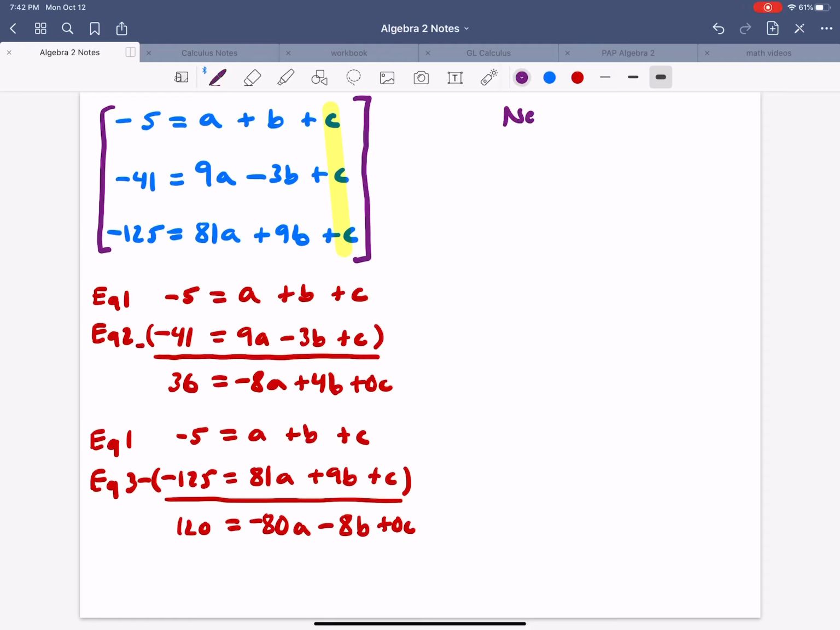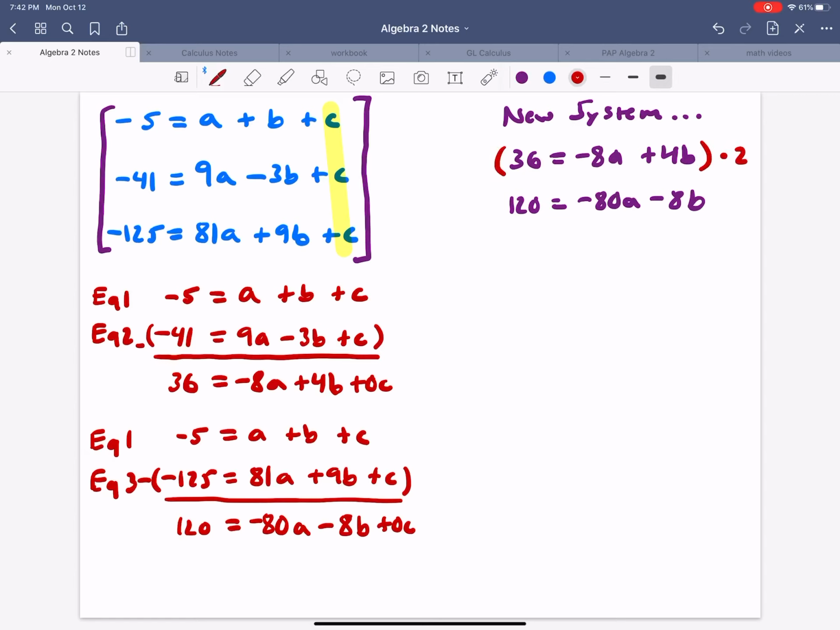So now we have a new system. It's smaller. It only has 2 variables. Our new system is 36 equals negative 8A plus 4B, and 120 equals negative 80A minus 8B. Now, if we wanted to solve this system, elimination would work pretty well. I'm going to take the first equation and multiply it by 2. When I do that, I get 72 equals negative 16A plus 8B.